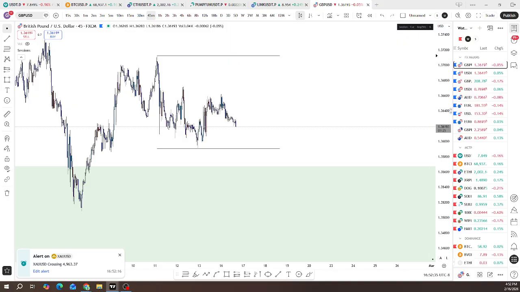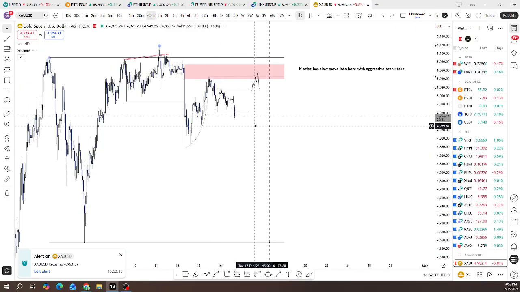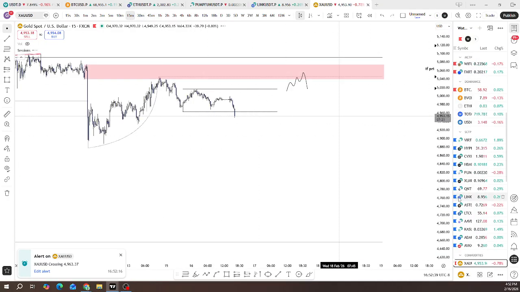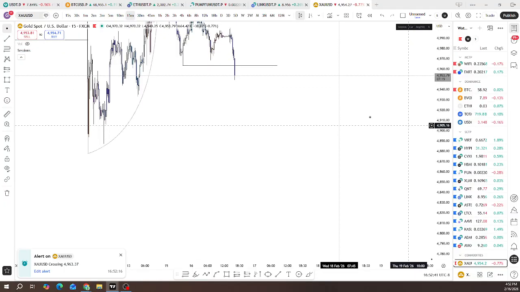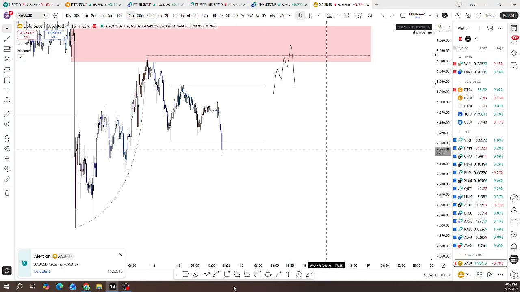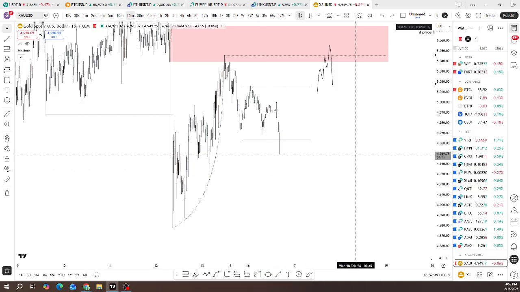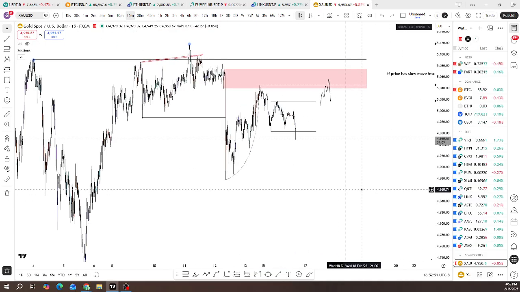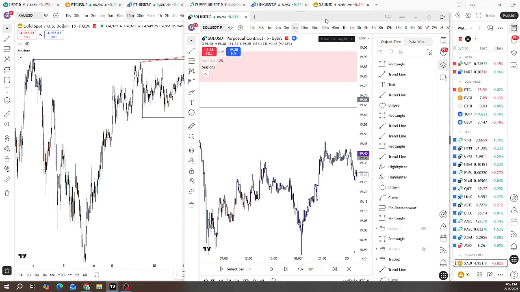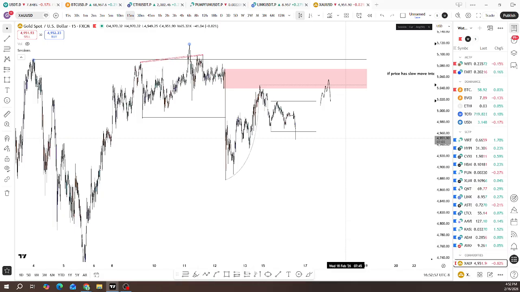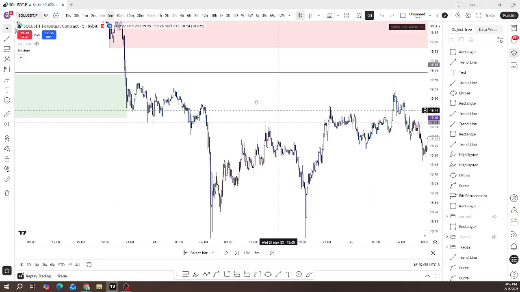Checking real quick what this gold alert was about. Looks like gold is pushing lower.